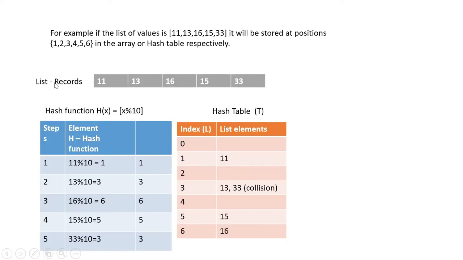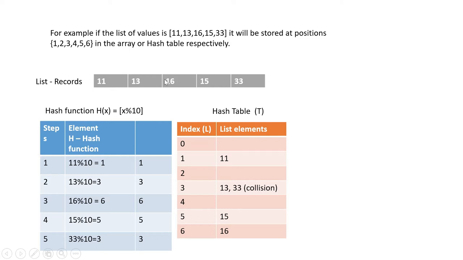For example, suppose this list is your file, and 11, 13, 16, 15 and 33 are keys. That means they are the records that you want to store in this table, which is the hash table, where the mouse is pointing. So now you want to store 11, 13, 16, 15, 33 in this hash table. Imagine that this is a file which has how many records? 1, 2, 3, 4, 5. 5 records, and these are the keys.